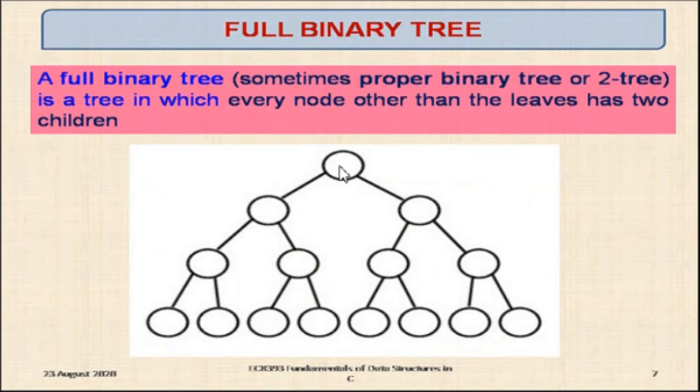Then full binary tree. A full binary tree is otherwise called a proper binary tree or 2-tree, which is a tree in which every node other than the leaves has two children. Okay, except the leaves, all the nodes are having two children. If you have a structure like this, that is called a full binary tree.